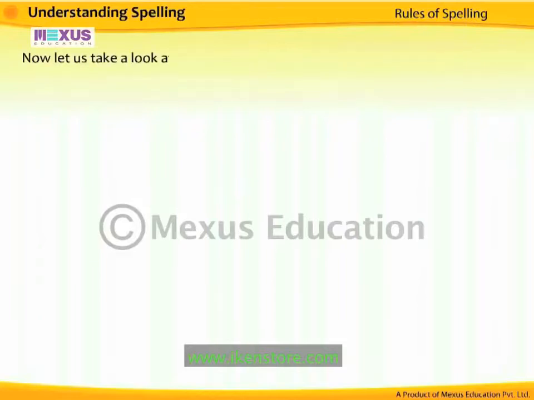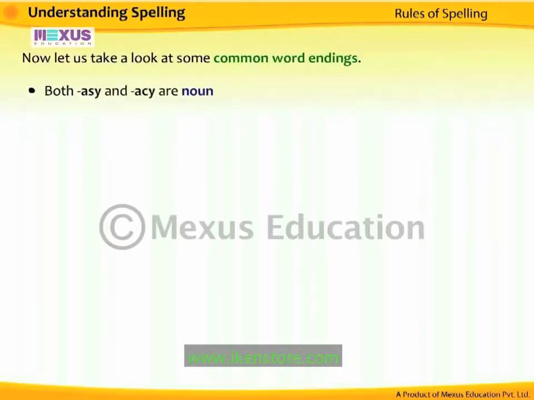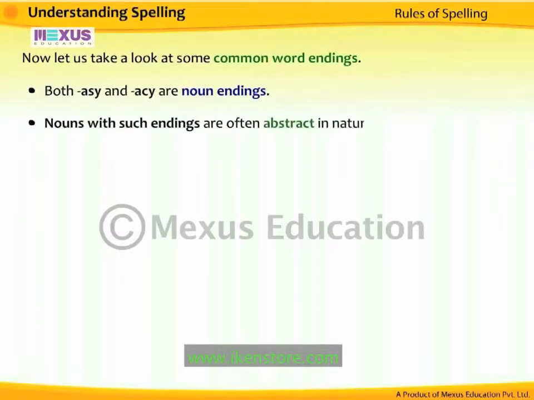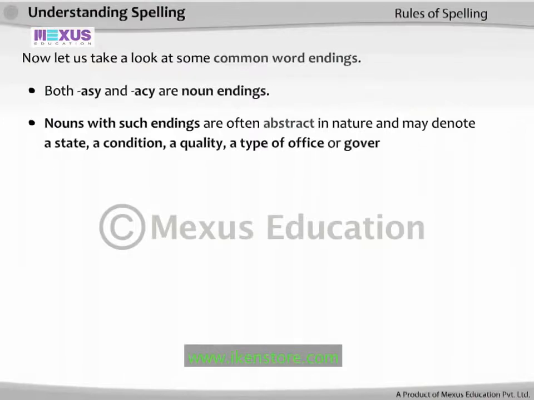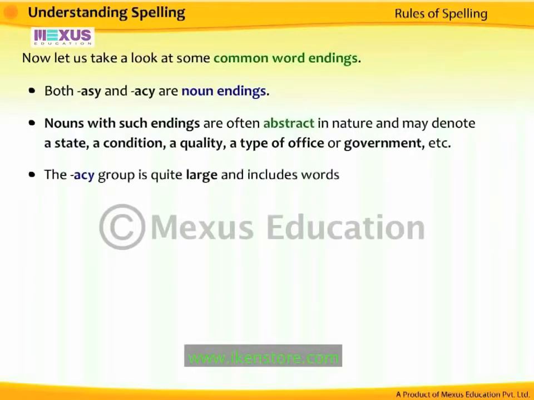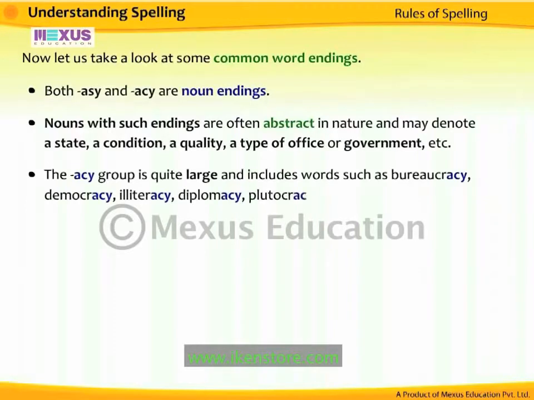Now let us take a look at some common word endings. Both ASY and ACY are noun endings. Nouns with such endings are often abstract in nature and may denote a state, a condition, a quality, a type of office or government, etc. The ACY group is quite large and includes words such as bureaucracy, democracy, illiteracy, diplomacy, plutocracy, etc.